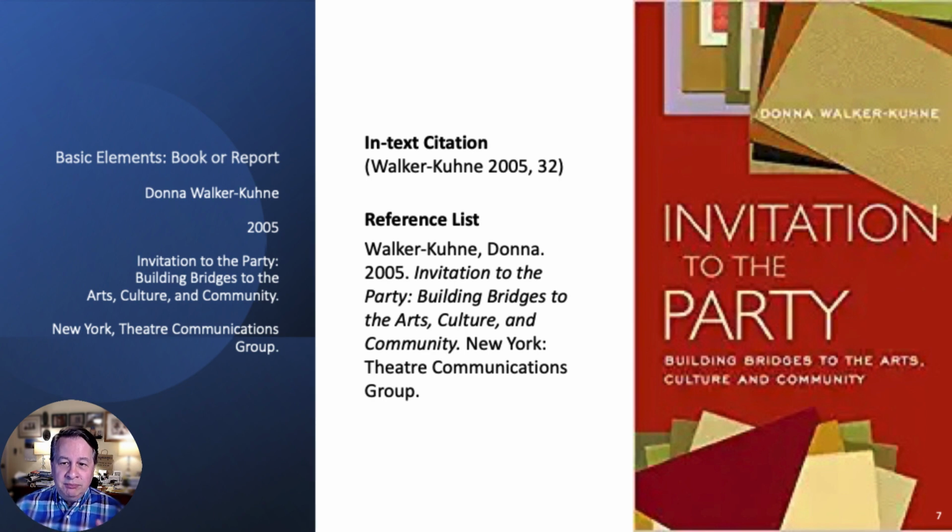So here I have a book, Invitation to the Party by Donna Walker-Kuhn, from one of my classes. In the blue background, you see on the left the basic elements for a book or report. You need to know the author's name, when it was published, what the title was, and then where it was published. So those are all the pieces. Now we're going to transform them into an in-text citation. There you see it's Walker-Kuhn, 2005.